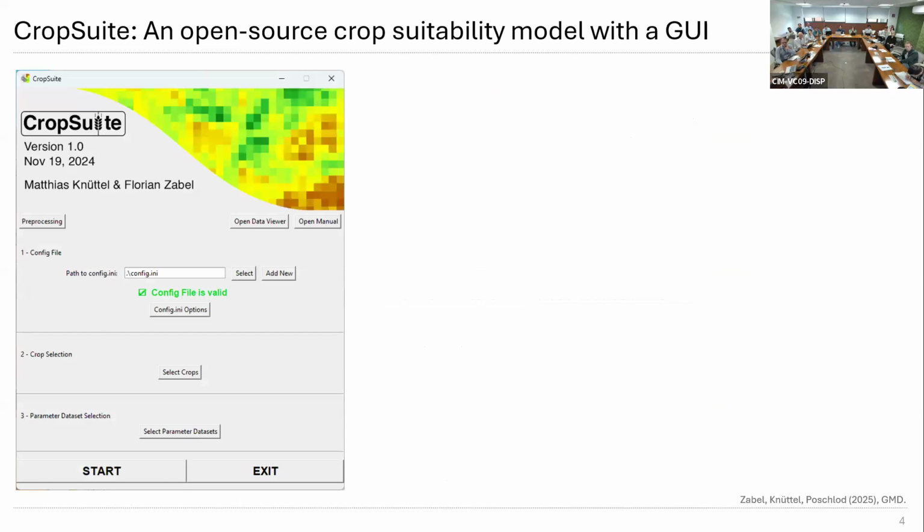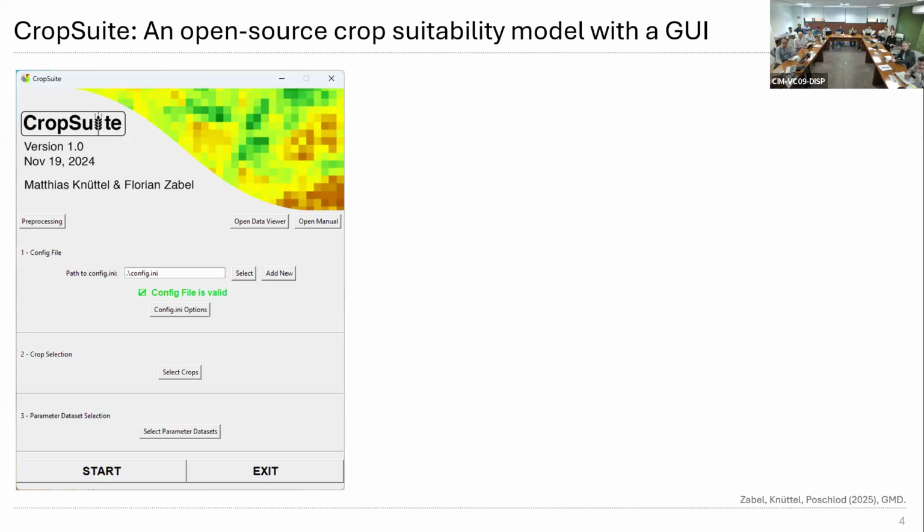Our focus in this crop suitability model was applicability. So it has a graphical user interface. This crop suitability model has several advantages, but also disadvantages in comparison to process-based models. The first is it's computationally very efficient, and it's very easy to parameterize. That's why we can apply it at very high spatial resolution globally, and for many crops we already have more than 60 crops parameterized.